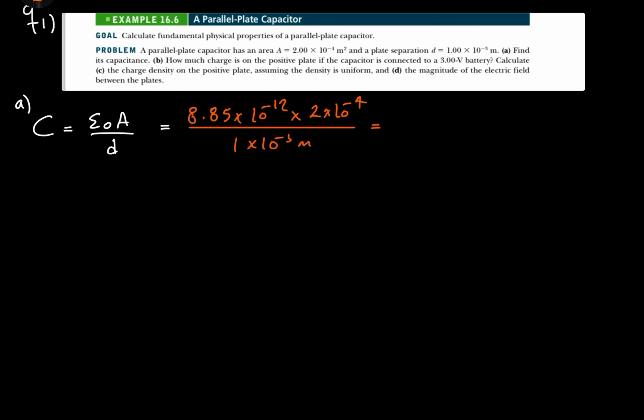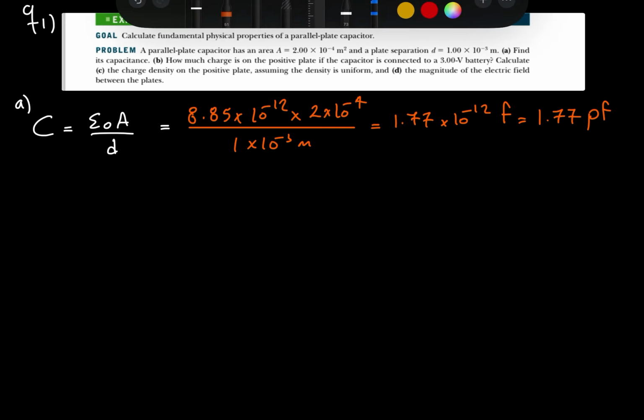So if you were to put that in the calculator, you are going to get 1.77 times 10 to the power of -12 farads. And we know that 10 to the power of -12 is a pico, so we can write that as 1.77 picofarad. Let's go ahead and take a look at part B now.